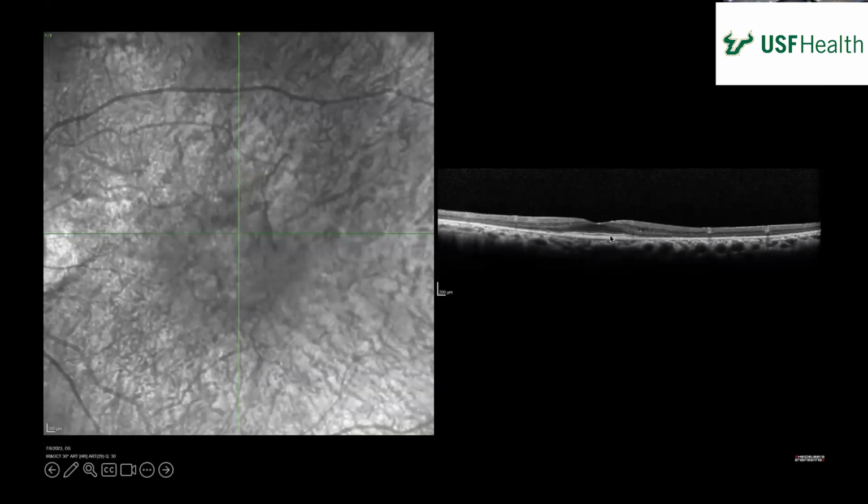Why is this OCT less normal than the other one? What's missing? Like the foveal contour. That's pretty good, more or less. I guess you see the ISOS junction in the middle, but you don't see it extend out. Very good, exactly. There's extensive outer retinal atrophy except in the very center.